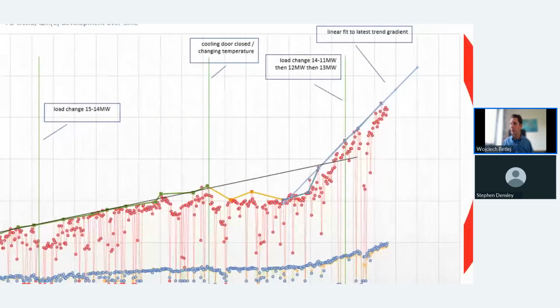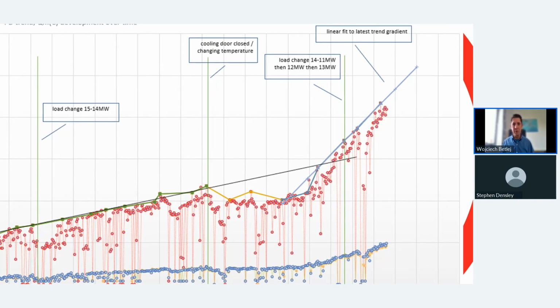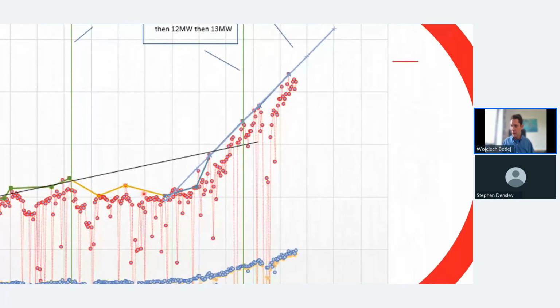Now let's move to the right-hand side of that picture. You can still see some influence of different components. At some point the cooling door was closed and the temperature changed, and that also created some fluctuations in the PD value. But at some point, if you look here, the PD value went up exponentially. And that obviously creates a challenge, because now we are facing the moment when you need to make certain decisions.